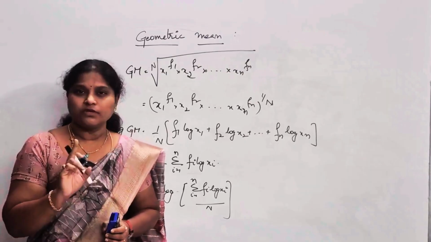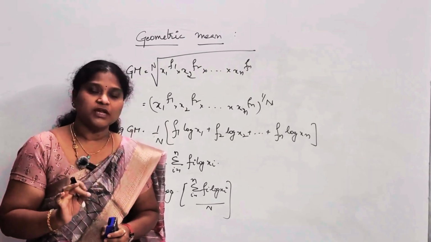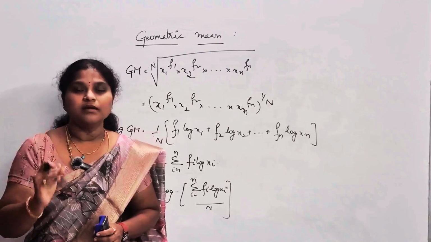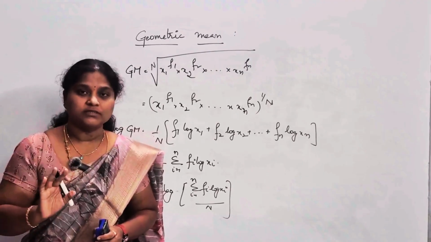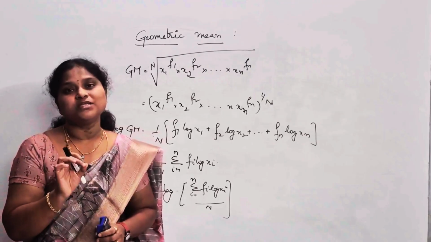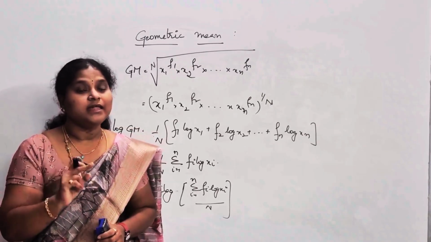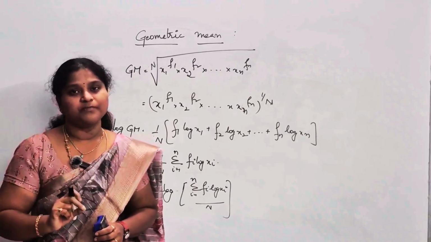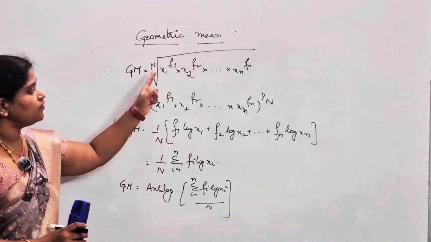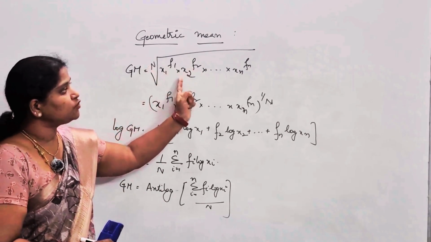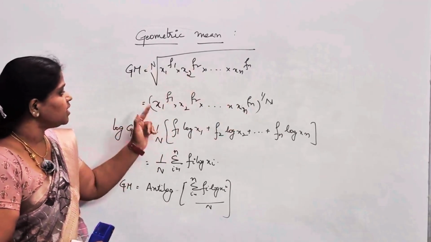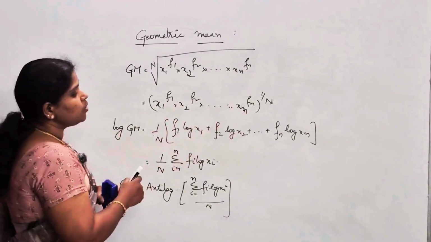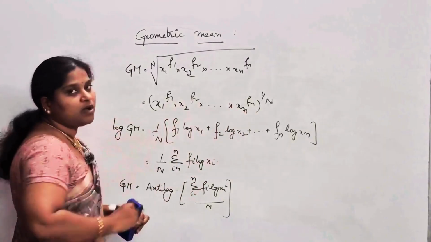Now let us see the formula for geometric mean in terms of discrete series. In individual series, we don't have frequencies of each value. So the formula will be (x1 into x2 into so on xn) whole power 1 by n, the nth root of the product of individual numbers. Whereas in the case of discrete series, we have frequencies of each number. So the formula will be the nth root of each x value raised to its frequency power. That is the nth root of x1 power f1 into x2 power f2 so on xn power fn, which is nothing but (x1 power f1 into x2 power f2 so on xn power fn) whole power 1 by n.